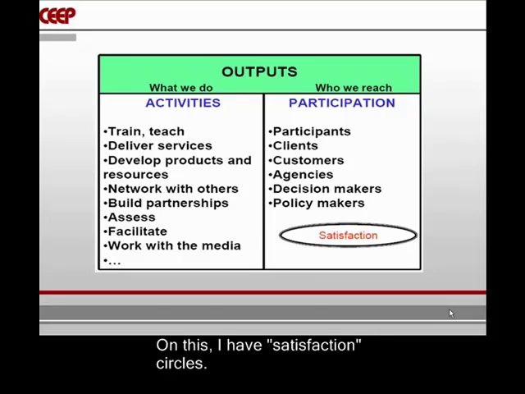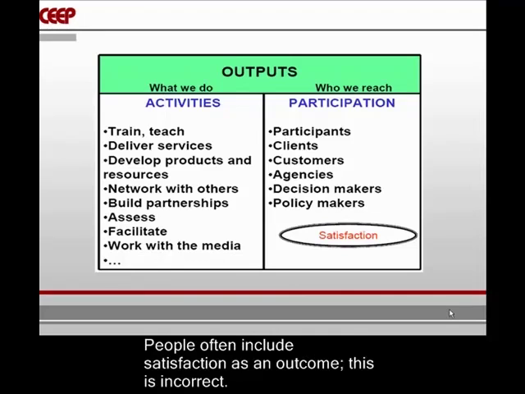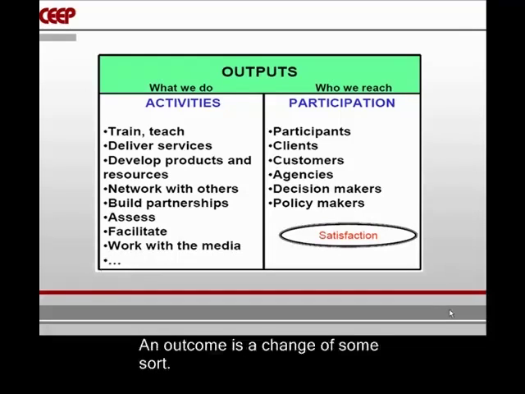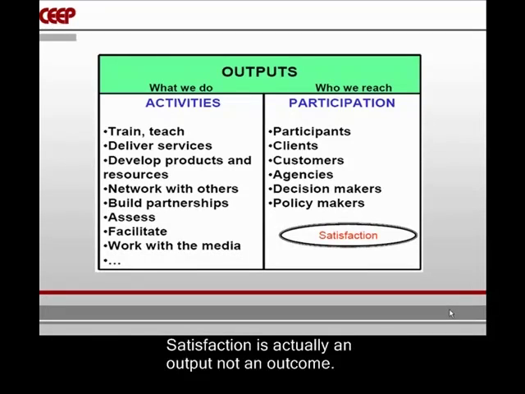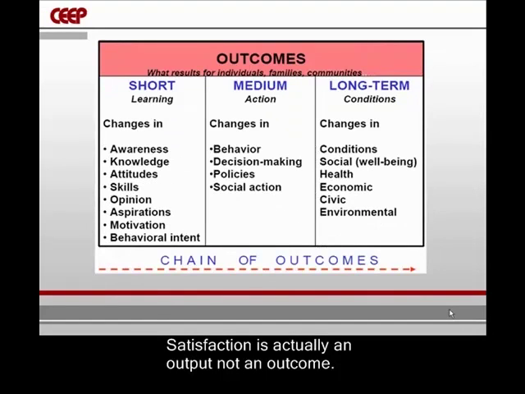Now on this I have satisfaction circled. A lot of times in a logic model, the outcome that somebody thinks they want is satisfaction. Satisfaction is not an outcome. It's wonderful if our participants and our clients are satisfied, but at the end of the day, our outcome should be a change of some sort, a change in knowledge, a change in behavior. Satisfaction really occurs at the output level. We want to make sure people are satisfied with the activity so that they continue to come, but it's not the final outcome. So if you're going to measure satisfaction, it needs to be at this level, not at the outcome level, where we're looking for results, changes.